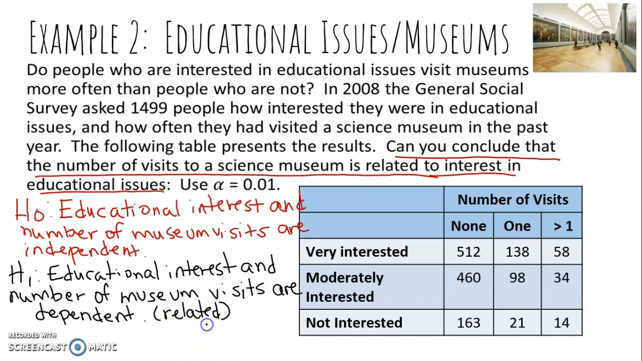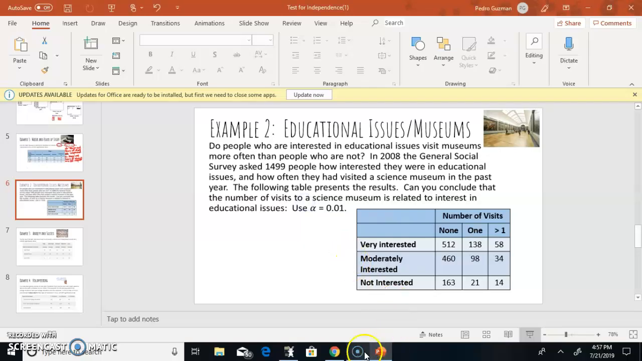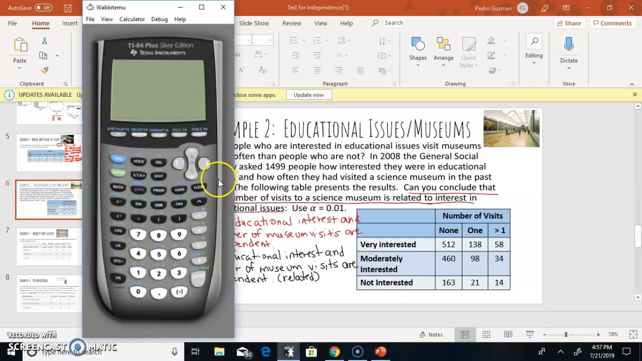Okay, so now we're going to pull up the calculator. There are 3 rows and there are 3 columns, so it's a 3 by 3. So we're going to go to second, matrix. We're going to go to edit, hit enter. We choose matrix A and then make it a 3 by 3. We already have something in there, but that's okay. You just type over it.